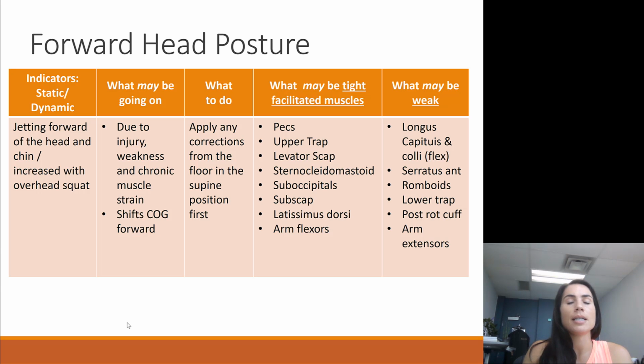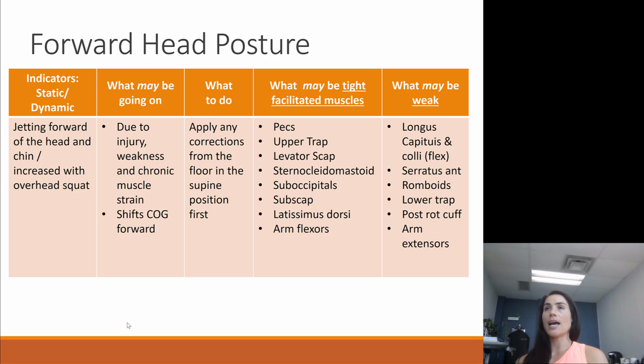Some things that might be happening is that there could be an injury or weakness that's straining that muscle. So they might be going forward because that's, again, a reactive thing. It could be that they need to shift their center of gravity forward. So those are some things that might be happening. What you can do is apply corrections from the floor in the spine position first. So when you have a forward head tilt, the first thing you want to do is start at the floor to see what's happening in the spine.